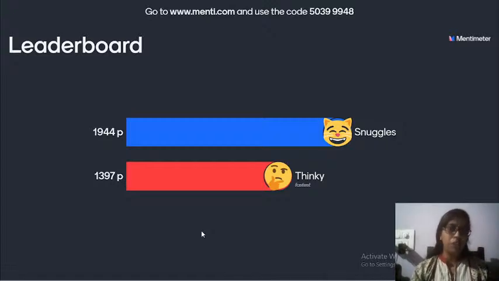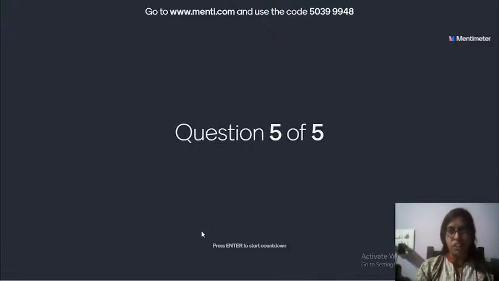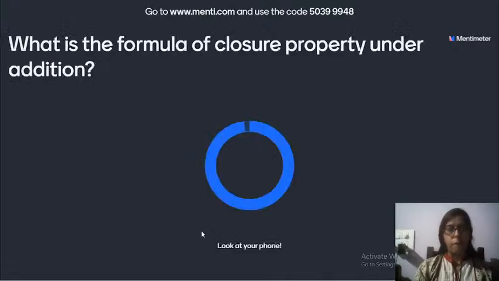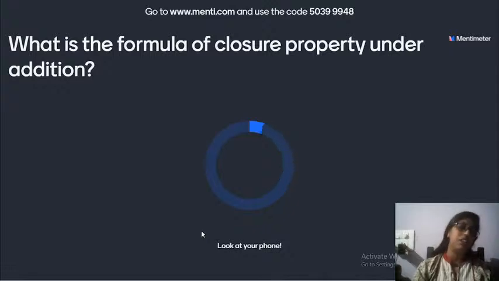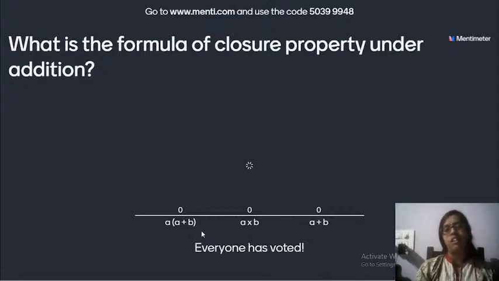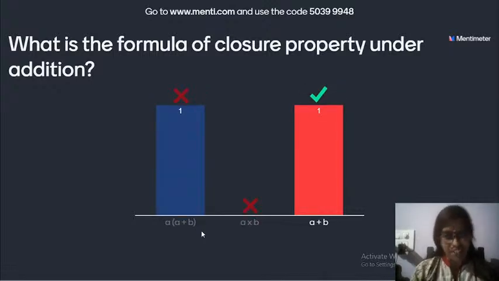And now comes the last question in the session. Let us see what is the question there. What is the formula of closure property under addition? A into A plus B, A into B, or A plus B. Time up. The answer is A plus B.